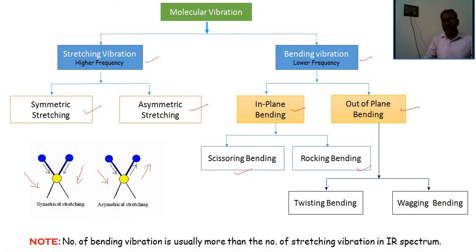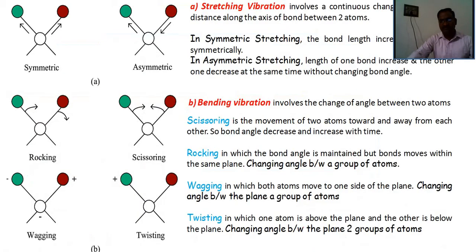In out-of-plane bending, there are twisting and wagging bending. Here, the number of vibrations is usually more than the number of stretching vibrations in the IR spectrum. Stretching vibrations involve continuous changes in bond length. One is symmetric stretching, which we already saw, and the other is asymmetric stretching.